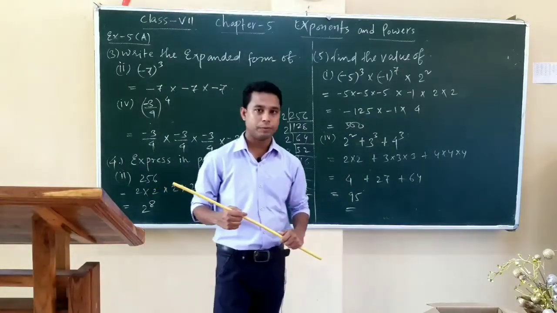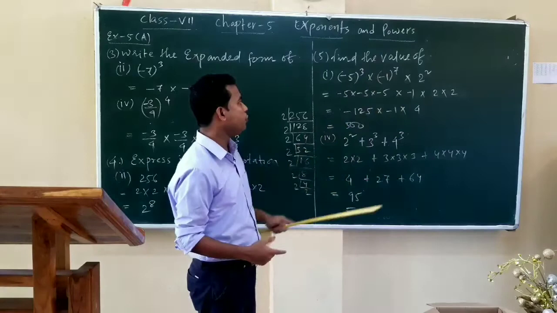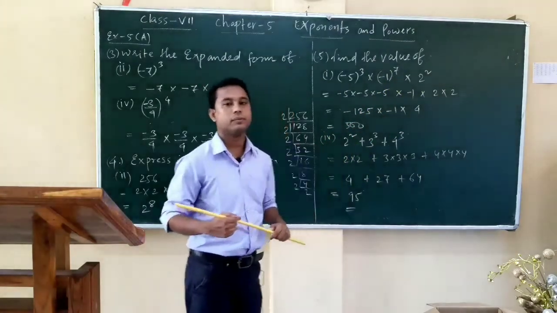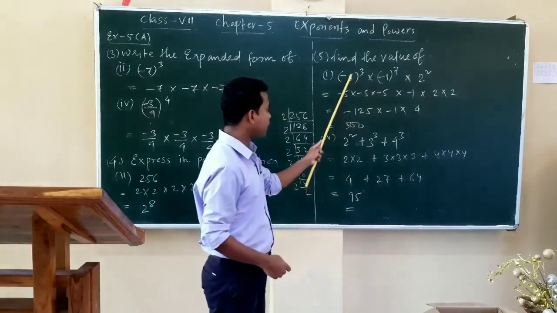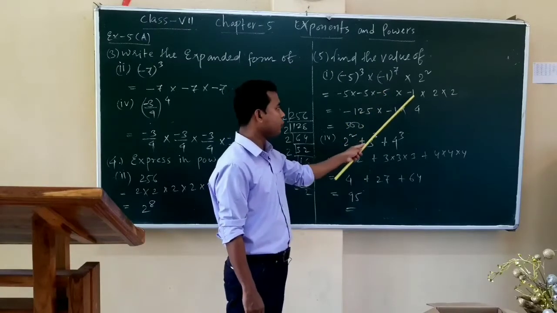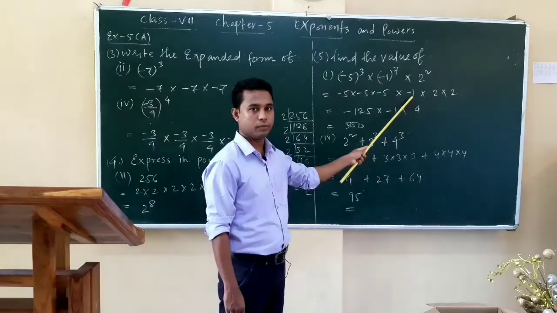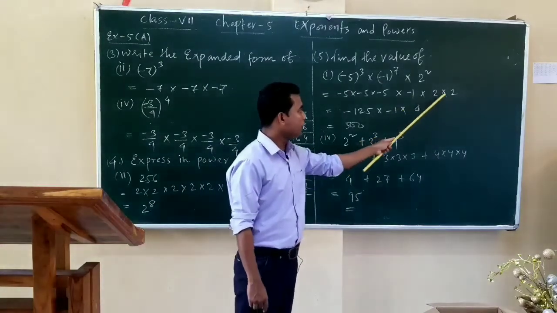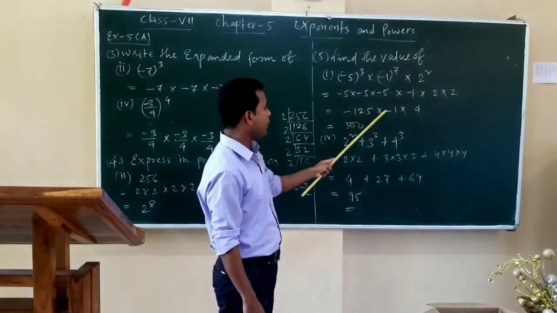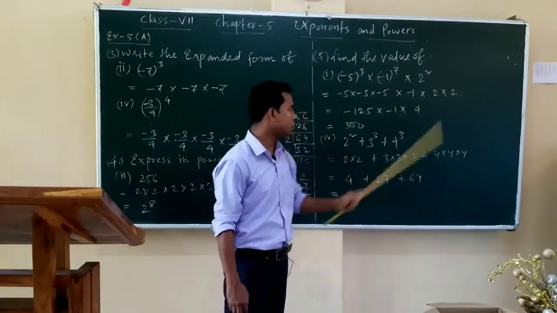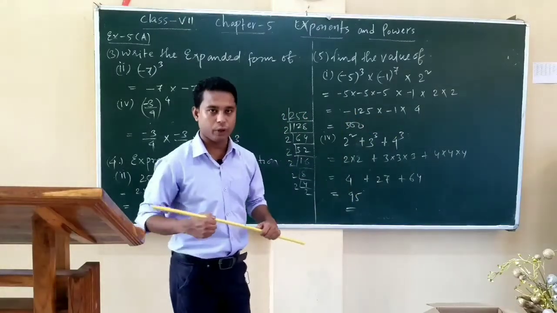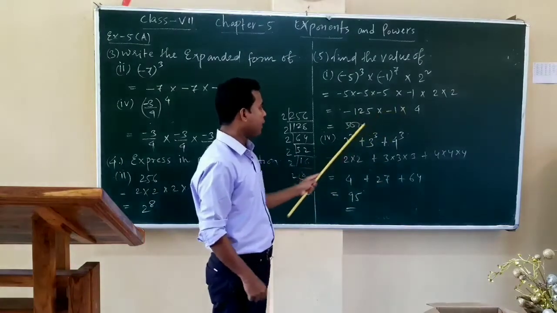Now, the next question is find the value of. This time you have to find the value. Minus 5 cube into minus 1 raised to the power 7 into 2 square. So, minus 5 cube, expand it, minus 5 into minus 5 into minus 5. Minus 1 to the power 7 will remain the same, so it will be minus 1 itself. Okay? Into 2 into 2. So, you get minus 125 into minus 1 into 4. So, minus into minus will become positive, negative into negative will become positive, you know it. So, after multiplying it, you get 500.